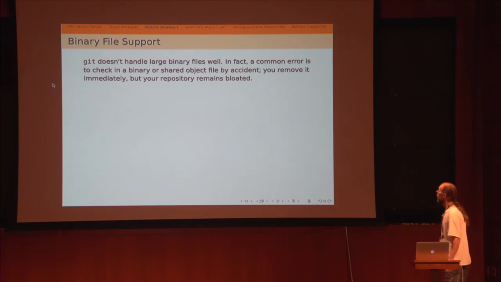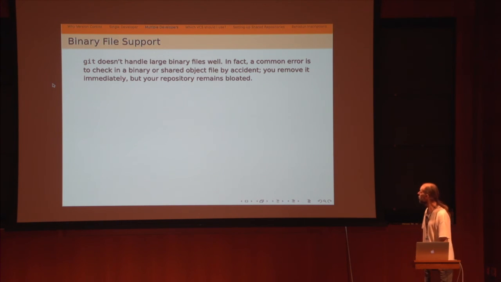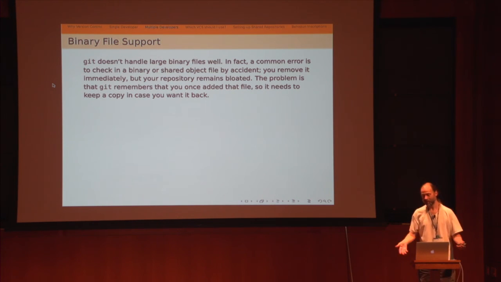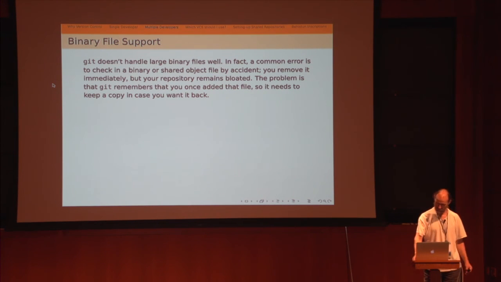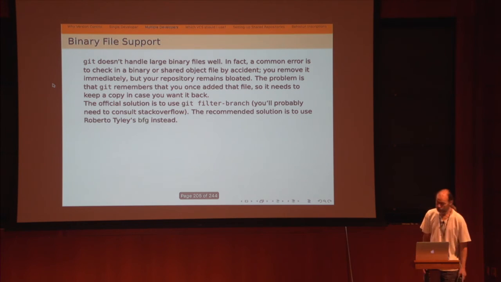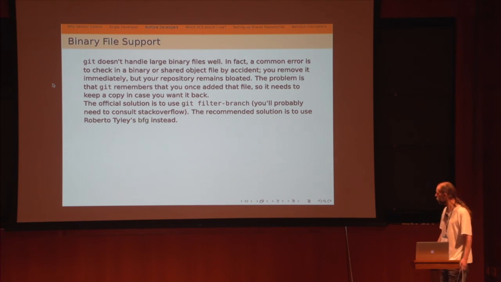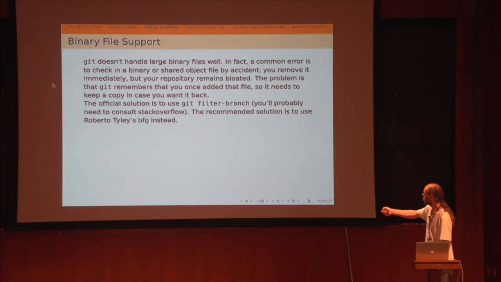In fact, a common mistake, and I'm sure some of you have done it, is to check a binary into Git. The trouble is that makes everything bloated, because once you've added it, you can't take it out because you might want it back. It doesn't know you want it. This is the way you deal with it. Very topical. I'm told there's a movie out. I don't like Roald Dahl anyway. The official way to fix that problem is use a command called git filter branch, which is complicated. Use Stack Overflow. There's a thing called BFG that just does it.